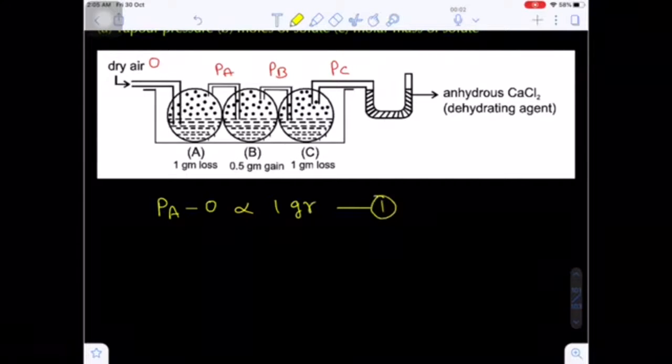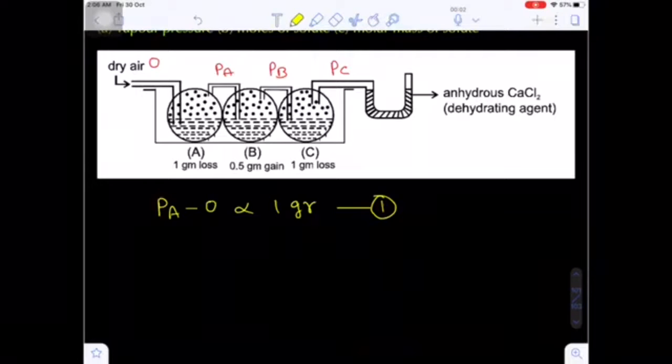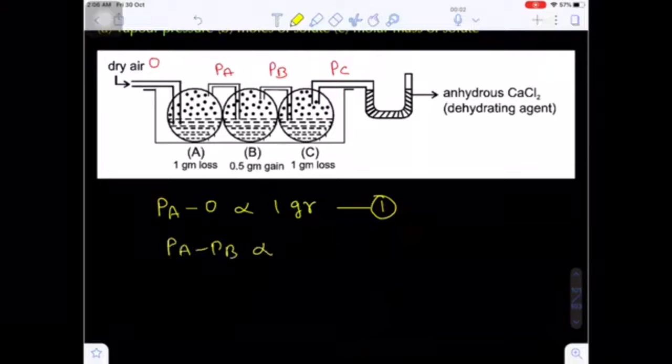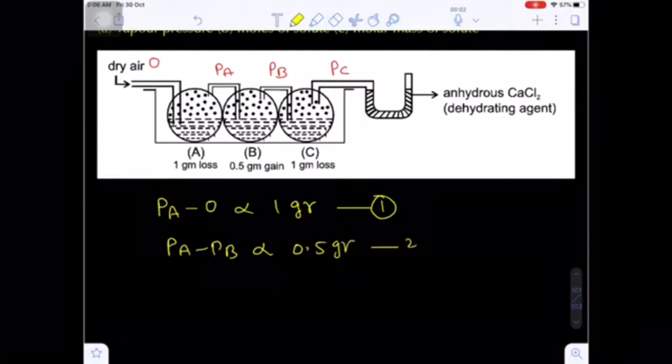And come to the second bulb. In the second bulb B, weight gained in the sense that out of PA and PB, some of the vapors of A will be present in the B solution, and that's where the weight of bulb B increases. That means out of PA and PB, shall I conclude PA is greater than PB? Yes. How much will be the difference? Nothing but the weight gain in bulb B, that is 0.5 grams. Yes or no? Proportionality.